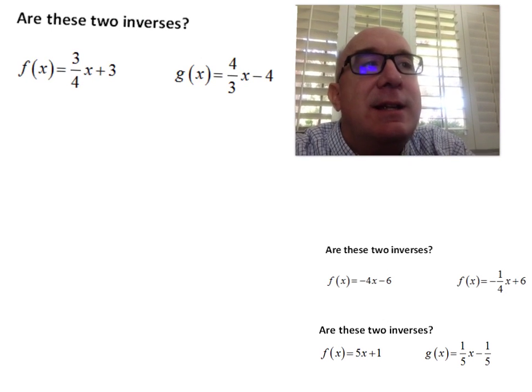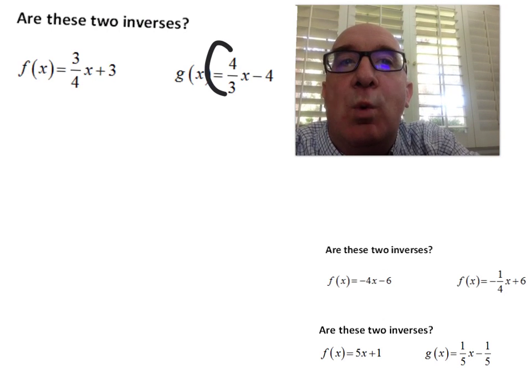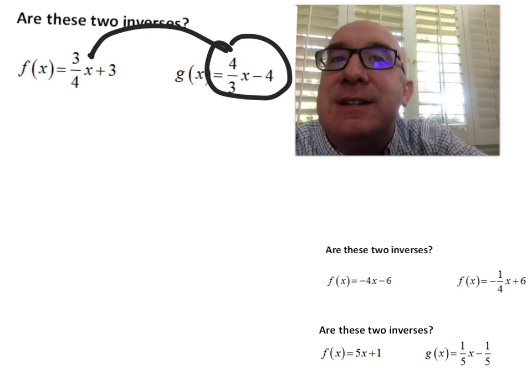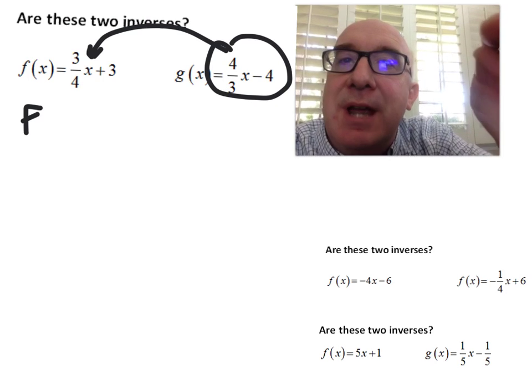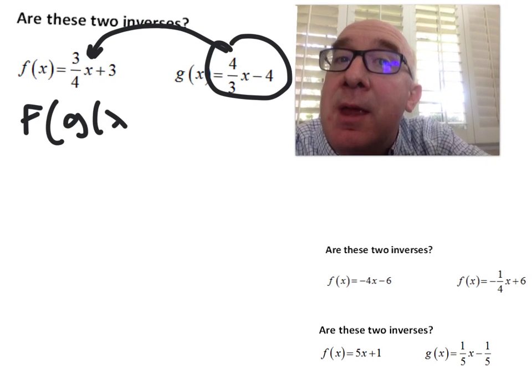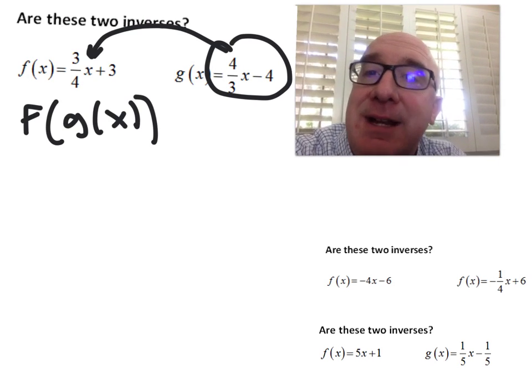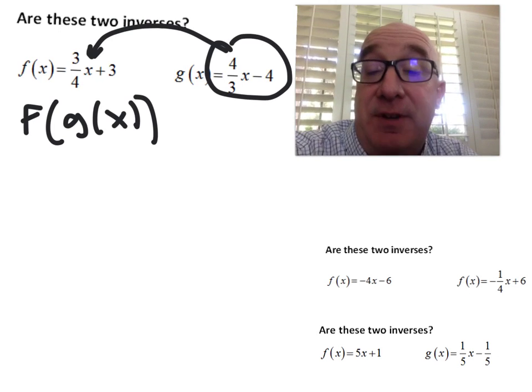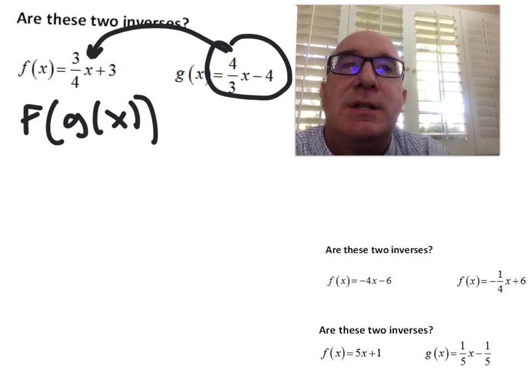And the idea is to place one of them inside of the other. So in other words, f of g of x. And to see if that cancels itself off. If it does, then they are inverses. So let's take a look.